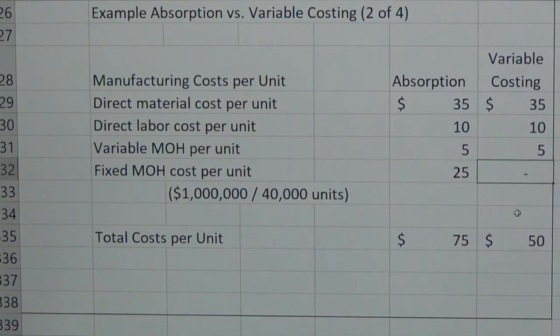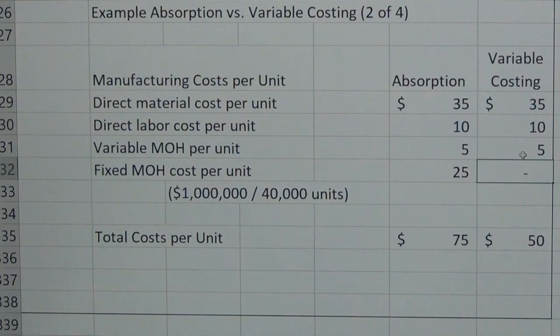And the difference is we're going to exclude the fixed manufacturing overhead cost per unit from variable costing. Just as I mentioned in the definition earlier, in variable costing, we're taking only variable costs. We're going to exclude fixed. So to have a comparison, we're looking at absorption, which is what we always known in the past, and then we're going to look at variable costing. This is new. We're excluding the MOH cost per unit. That's now 0.